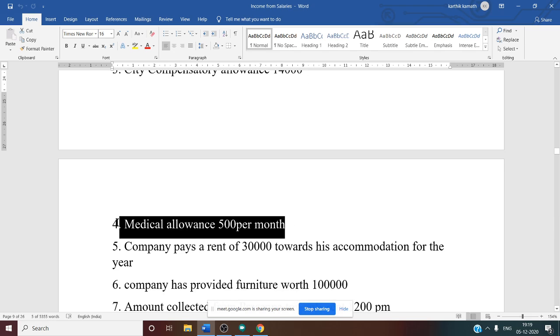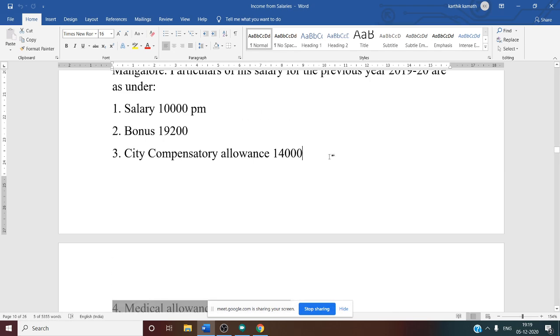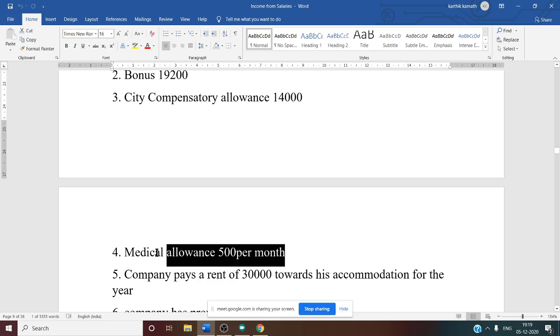Medical allowance 500 per month. If nothing is mentioned, you have to take it as it is. Now CCA 14,000 is given, take it as it is. If per month is given, we have to multiply by 12. Medical allowance 500 per month.